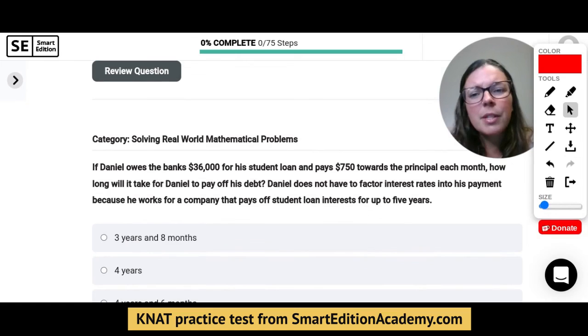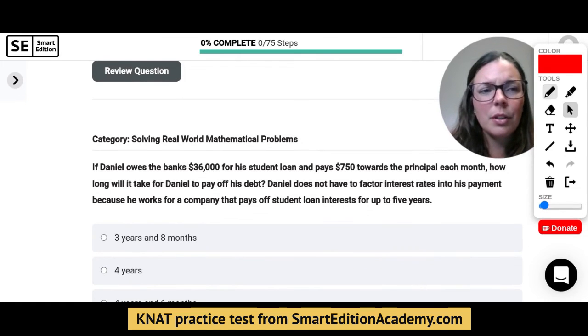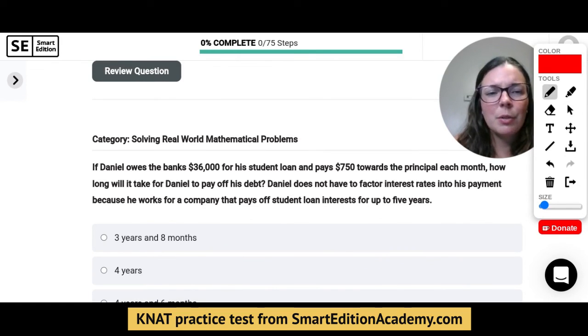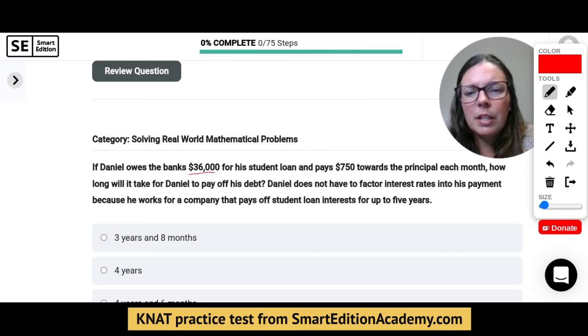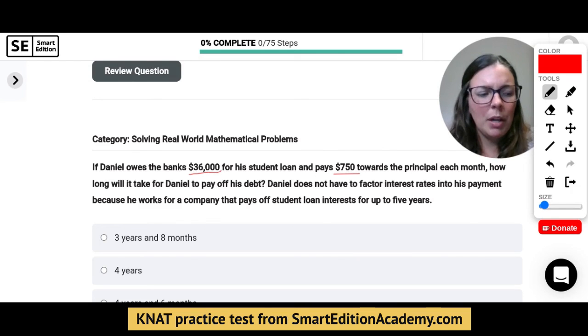Okay. If Daniel owes the bank $36,000 for his student loan and pays $750 towards the principal each month, how long will it take for Daniel to pay off his debt? Daniel does not have to factor interest rates into his payment because he works for a company that pays off student loan interest for up to 5 years. Okay, so he owes $36,000 and he pays $750 per month. How long is it going to take him to pay off?